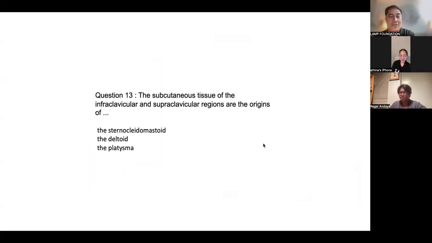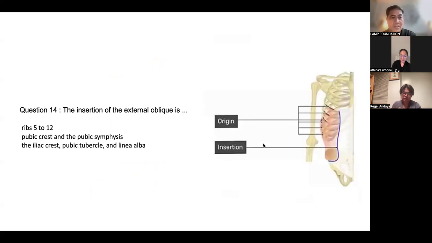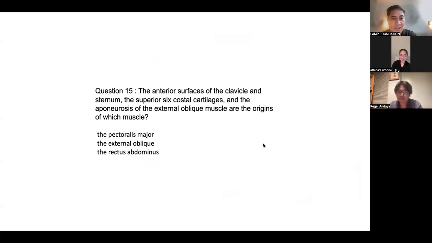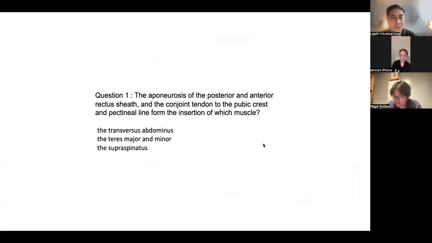Subcutaneous tissue of the infraclavicular and supraclavicular regions are the origins of the platysma. The insertion of the external oblique is the iliac crest, pubic tubercle, and the linea alba. Anterior surfaces of the clavicle and sternum, the superior six costal cartilages, and the aponeurosis of the external oblique muscle are the origins of which muscle? The pectoralis major. Aponeurosis of the posterior and anterior rectus sheath and the conjoint tendon to the pubic crest and pectineal line form the insertion of which muscle?